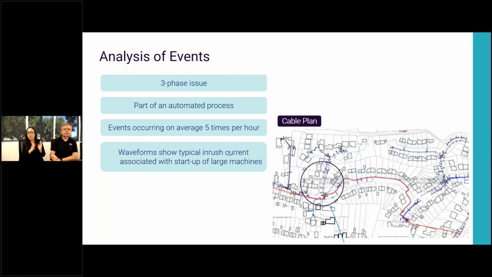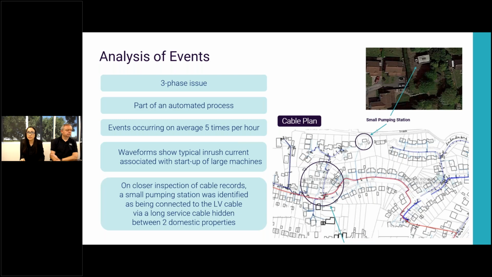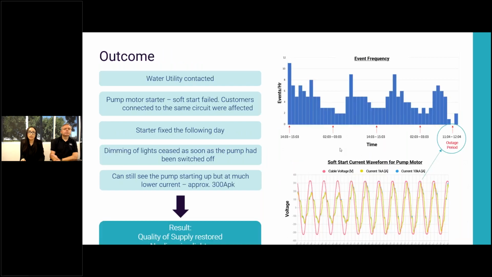At this moment, with these characteristics, we went back to the network schematic and had a look again to see if we could identify any loads that fulfill all those characteristics. We then saw this small pumping station at the top being connected to the same LV cable that connects the consumer with the substation. And this load is actually fulfilling all the characteristics that I just mentioned. So at that point, we contacted them.